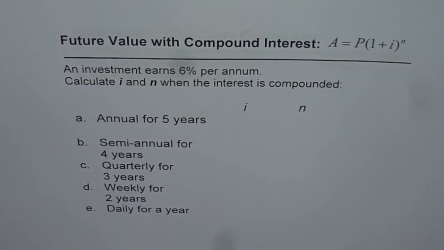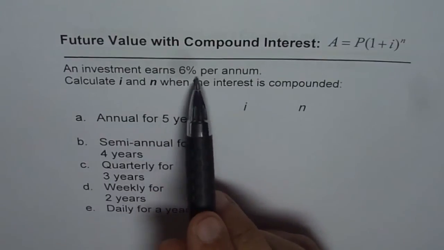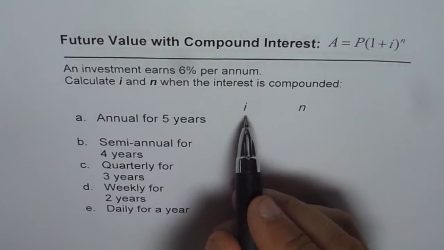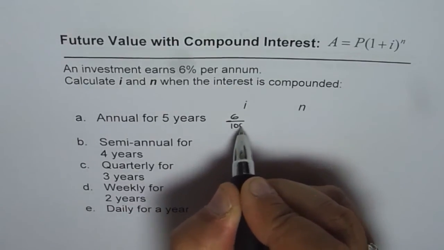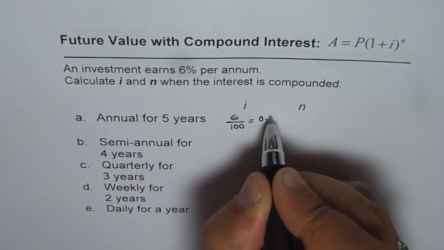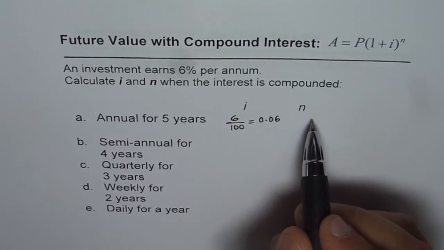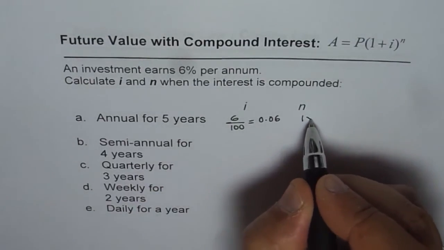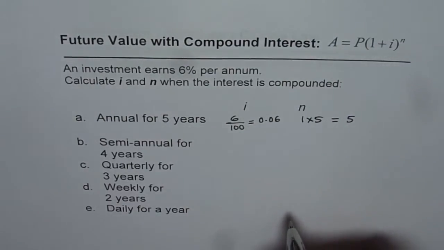Now when we say annual, that means the compounding period is 1 per year, right? Since the compounding period is 1 per year and we have 6% per annum as the interest rate, that 6% will be applied per year. But we have to always write the decimal value. That means 6 over 100, correct? Which is equal to 0.06. Now as far as the compounding periods are concerned, 5 years, and every year once. So it will be 1 times 5 or 5 times 1. That means 5 compounding periods, right?